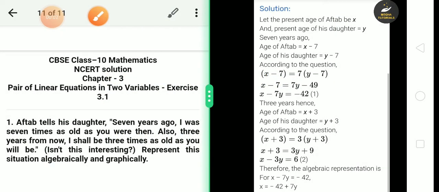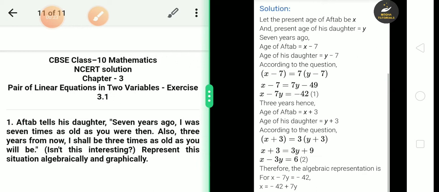Today we will start with CBSE Class 10 Mathematics, Chapter number 3, Pair of Linear Equations in Two Variables, Exercise 3.1. Question 1 is, Aftab tells his daughter, 7 years ago I was 7 times as old as you were then. Also 3 years from now I shall be 3 times as old as you will be. Represent the situation algebraically and graphically.